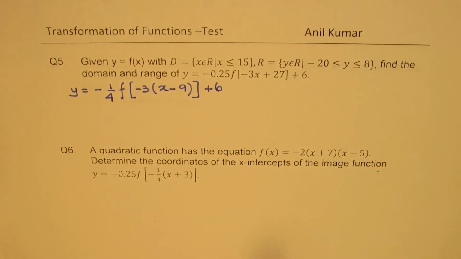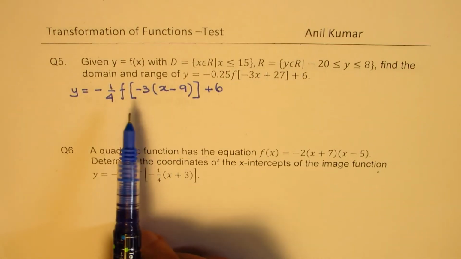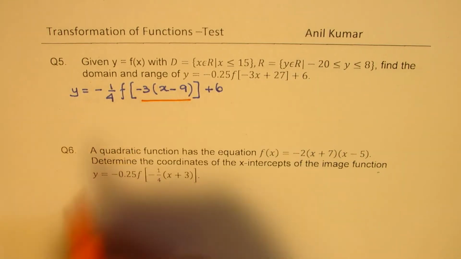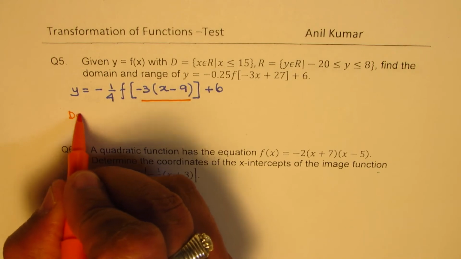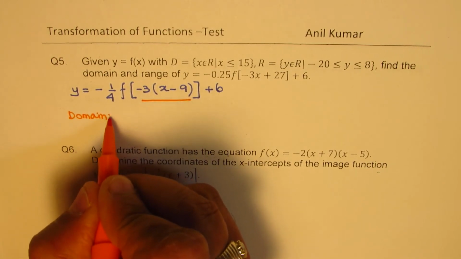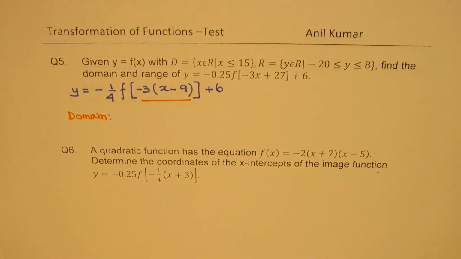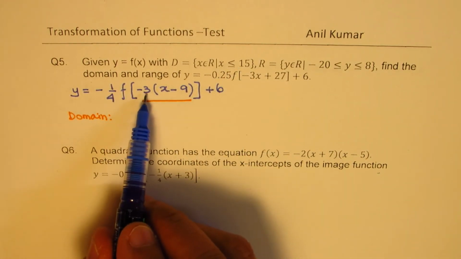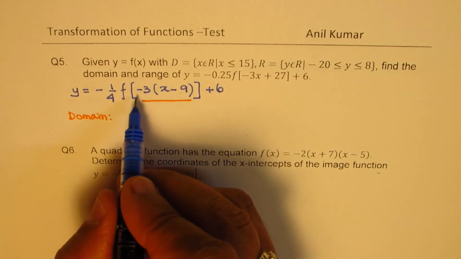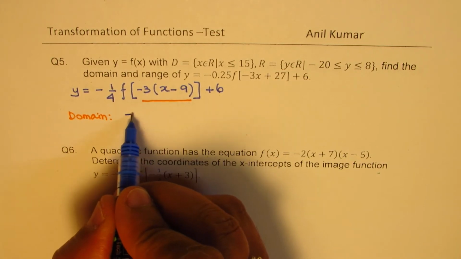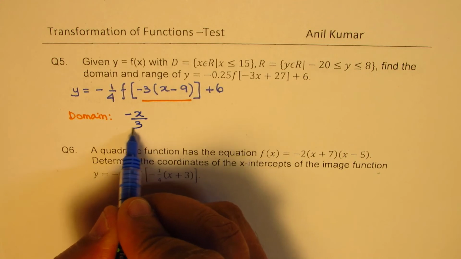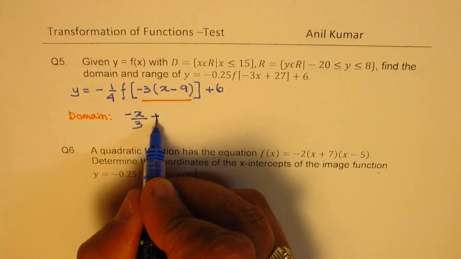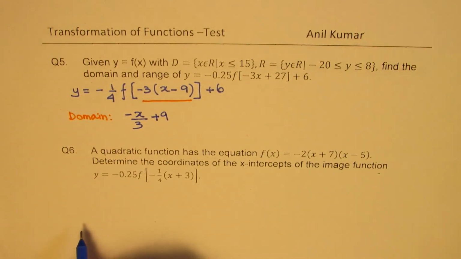Now, in this case, we are talking about domain and range. So this part here will affect the domain, right? This part will affect the domain. So let's look into domain first. As far as the domain is concerned, to the points given, we need to apply this transformation, which is minus x over 3. You have to divide by this 3. And then you have to add 9. So that is what happens to domain.